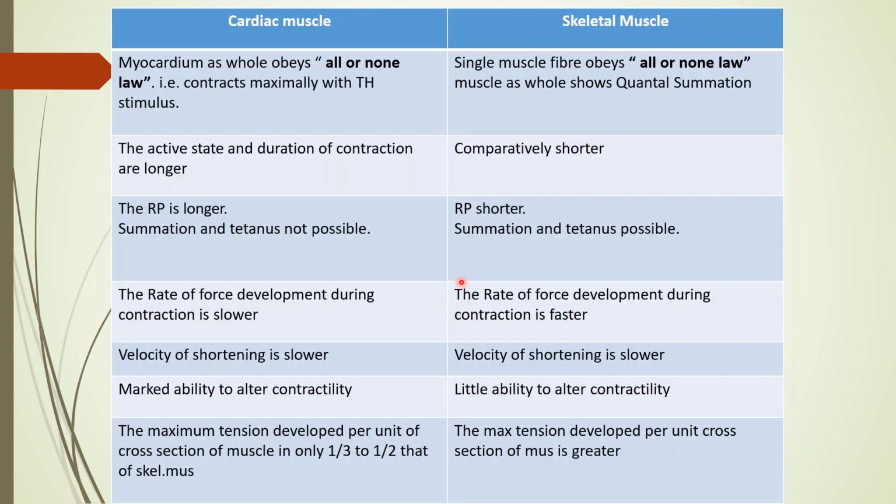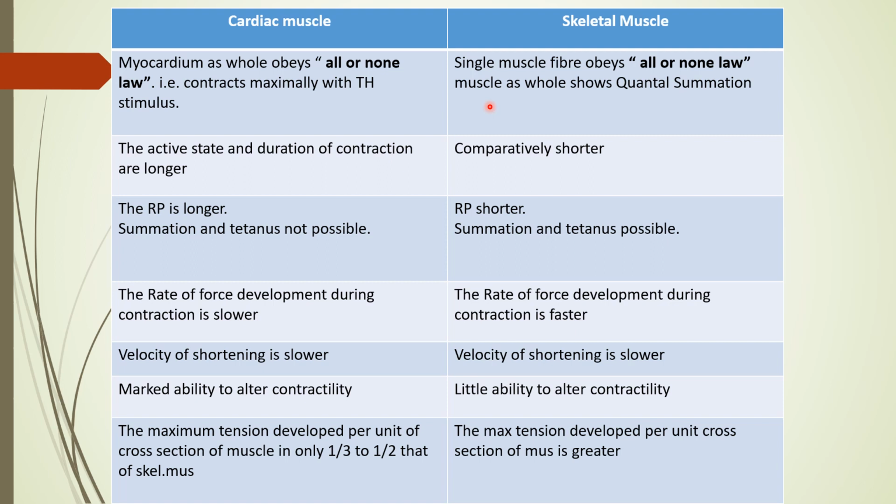So we have seen till now different properties of the cardiac muscle, electrical and mechanical. If we compare with the skeletal muscle, now we can know the differences and we can remember more. So the cardiac muscle, the myocardium as a whole, obeys the all or none law, that is, it acts as a functional syncytium. That is, it contracts maximally with a threshold stimulus, or there is no response at all.